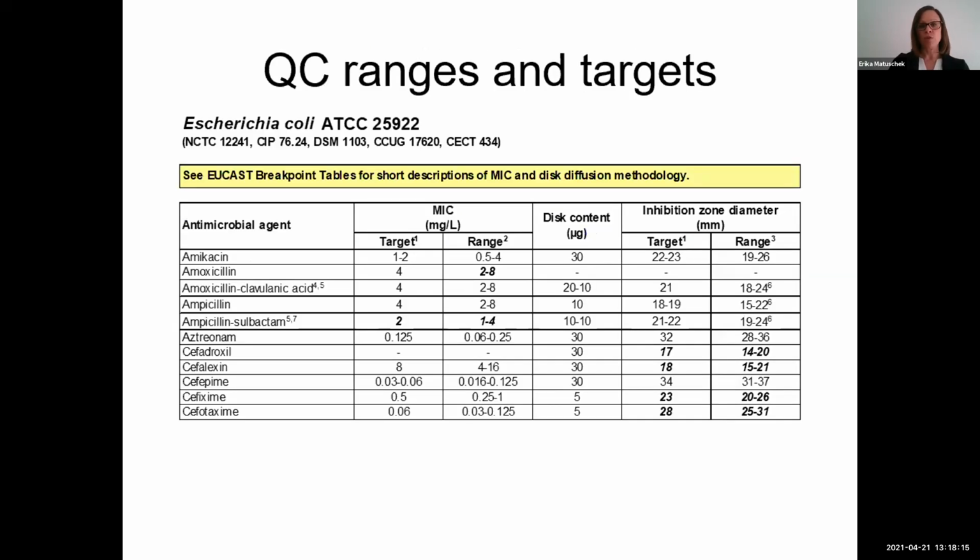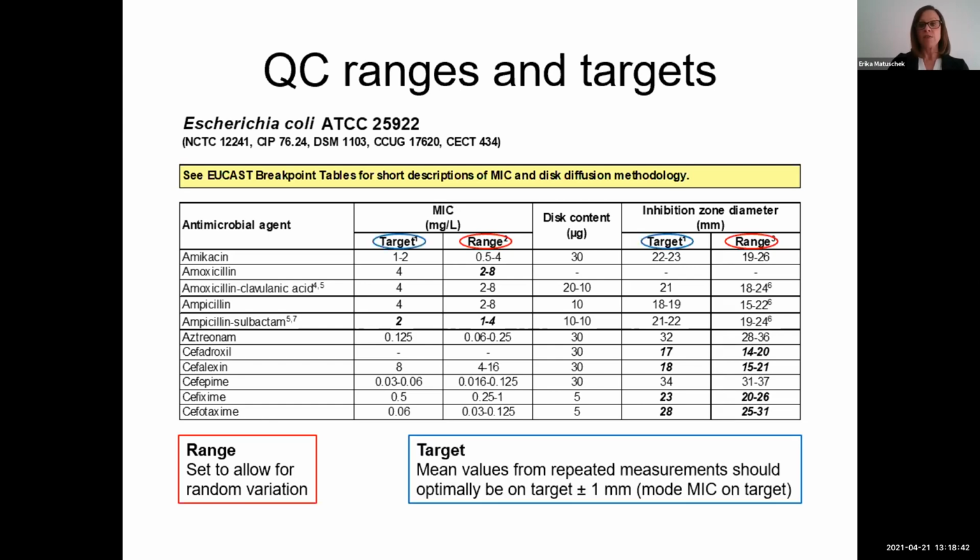This is a part of the EUCAST QC table. And as you can see, both for MICs and inhibition zone diameter, we have both ranges and target values. The ranges are the acceptable limit, the lowest and highest acceptable value that you should have for this specific strain agent combination. And ranges are always set to allow for random variation. The target values are the middle of the range, and that is what we are aiming for.